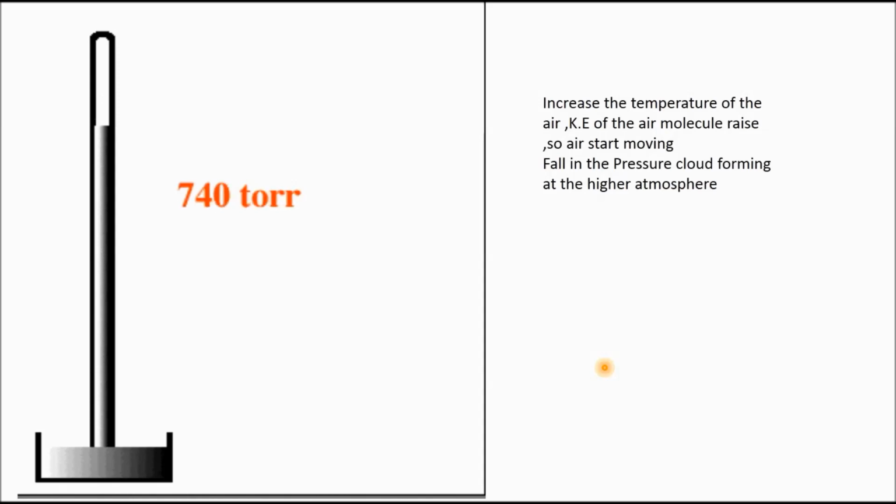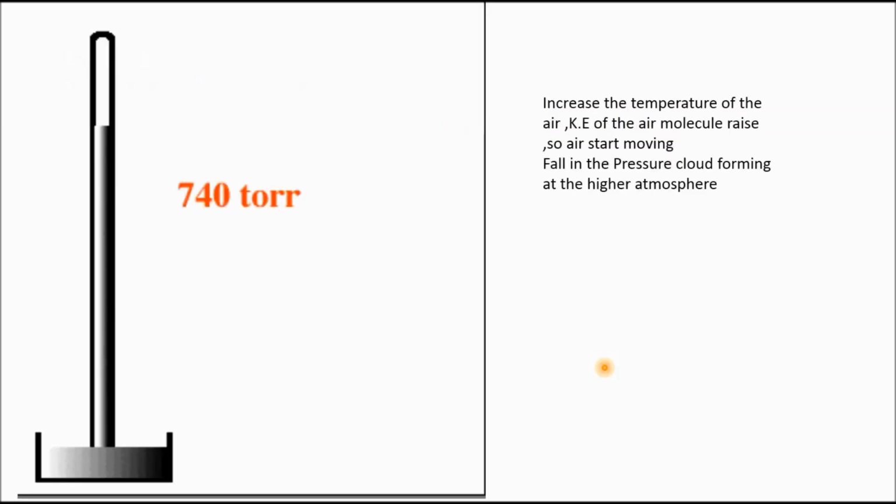And why will it happen like this? Maybe because of the cloud forming, the pressure falls down. Because as the temperature of the air increases, the kinetic energy of the air molecules rises. So the air starts moving, and when the air starts moving, the pressure falls. This fall in pressure causes the cloud formation. From the cloud formation, the forecasting, we can say that it will rain today.